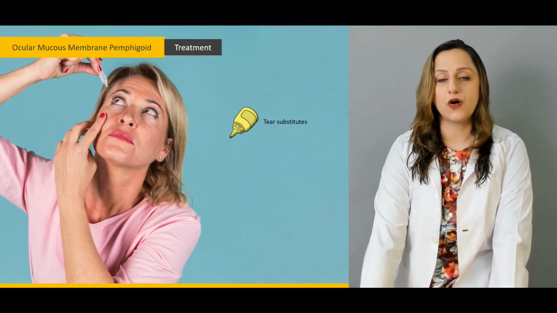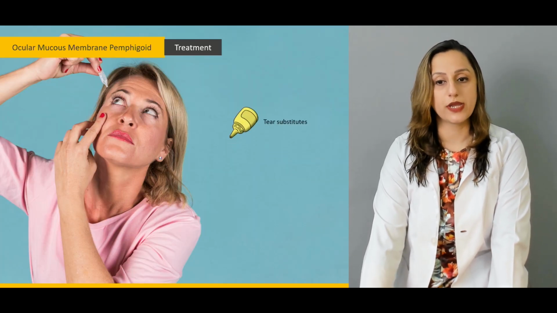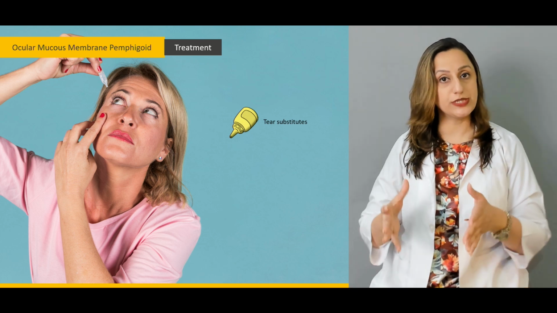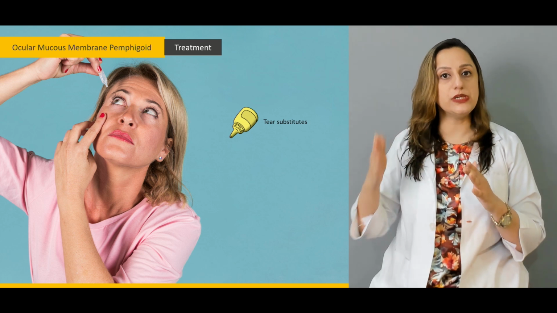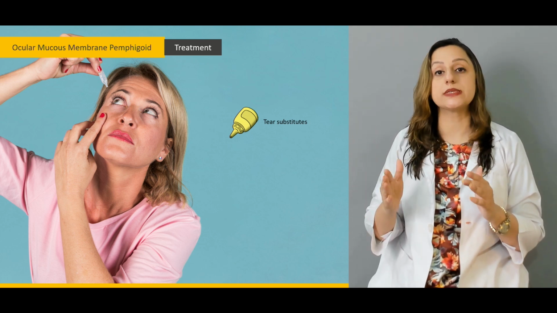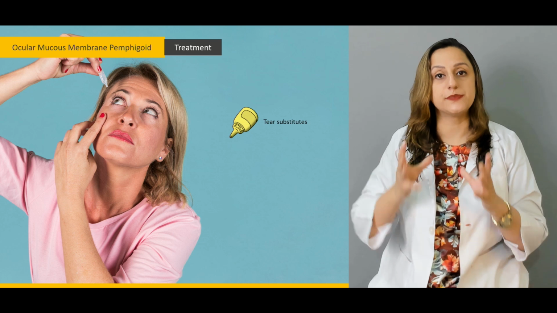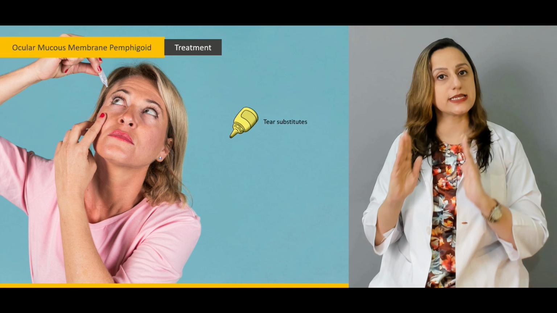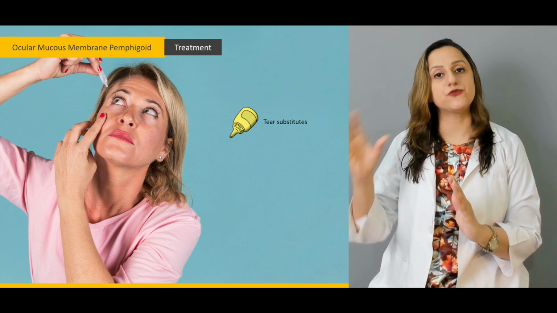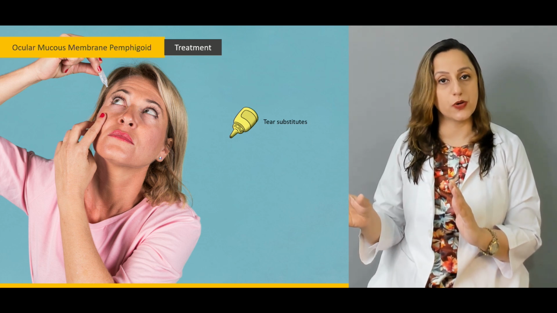The treatment of ocular mucous membrane pemphigoid would relate to a local treatment. You just keep in mind that we always have three major categories of treatment whenever we have ocular pathologies. Mainly we have a topical treatment, then a systemic treatment, and then treatment for the associated features along with that.